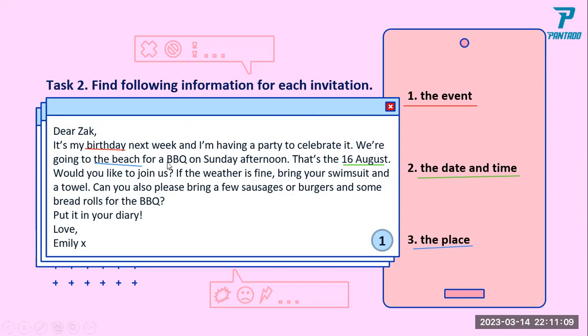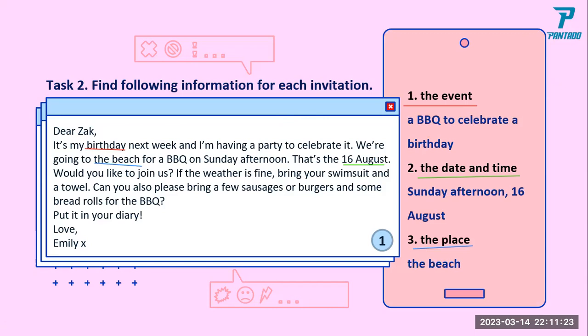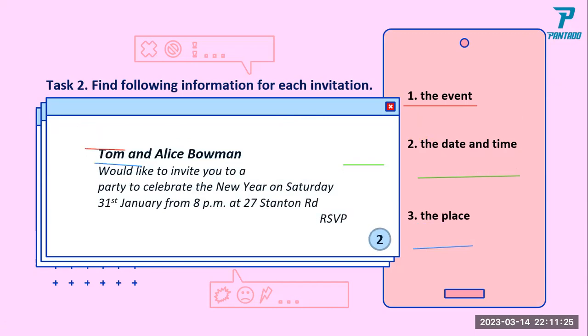Okay, the event is birthday. Very good. There's a barbecue party to celebrate the birthday. The date and time is 16th of August, Sunday. Okay, the place is the beach. Very easy. Okay, number four. Two, sorry.